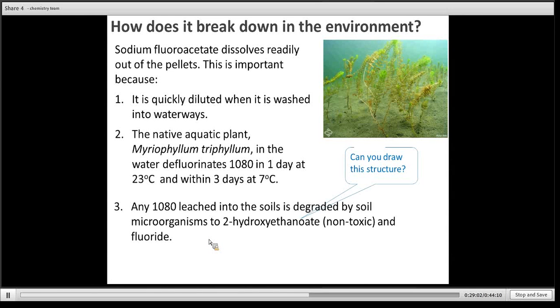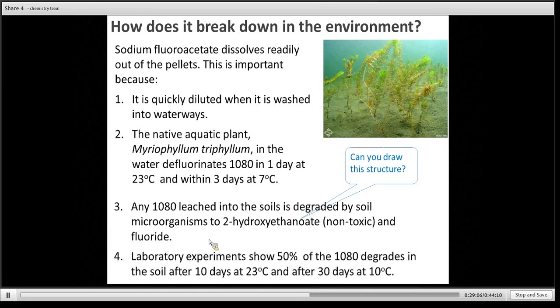Now, as I said, can you draw the structure? And also, can you write that equation? I'm not giving you everything. And then, as I say, there's been lots of laboratory experiments done using controls of boiled water where there are no microorganisms in there, and water from rivers, and water that contains these plants.